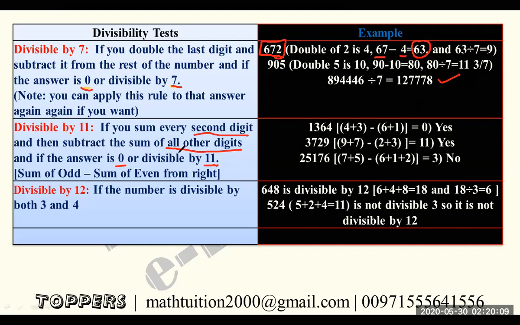We are not adding all the digits, right? We are adding them as 2 groups and subtracting one group from the other. What are the groups? Odd position digits are 1 group, even position digits are the 2nd group. Subtract the smaller from the bigger and check the result. If the result is 0, that number is divisible by 11. If the result is a multiple of 11, then also that number is divisible by 11. Let us see this example.